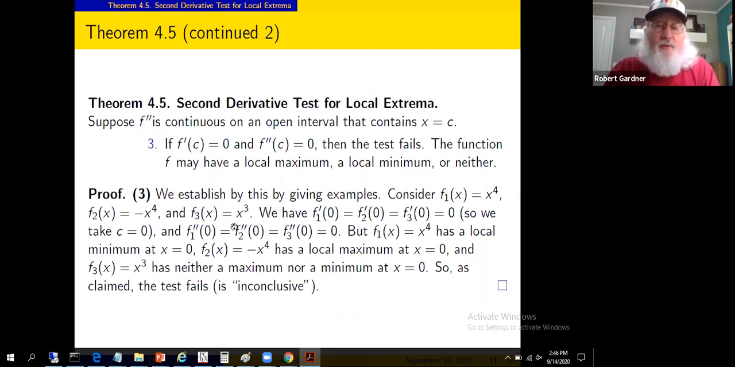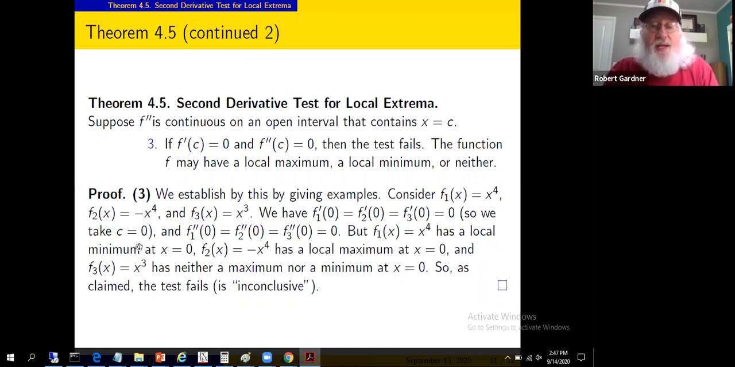I actually looked at a graph of that in the first figure. The derivative of all 3 of these at 0 is 0. 4x cubed, plug in 0, get out 0. Negative 4x cubed, plug in 0, get out 0. 3x squared, plug in x equals 0, get out 0. So 0 is a critical point for all of these. That's the value c addressed in the theorem.